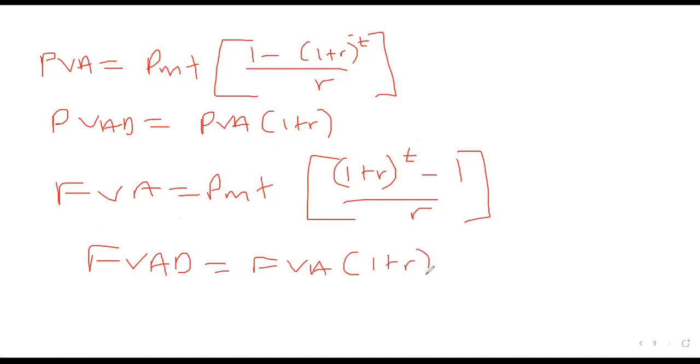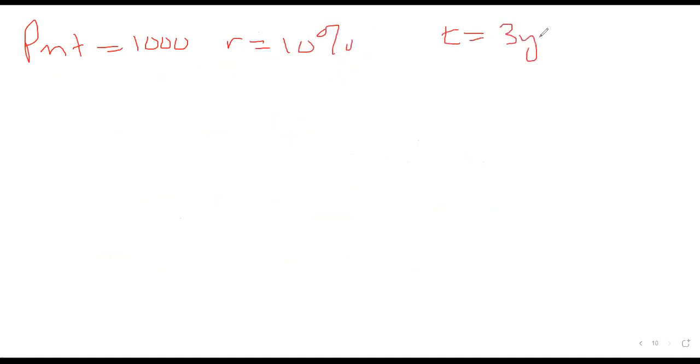So you'll be given, for instance, a payment that is made regularly of 1,000 kwacha at an interest rate of 10% for a period of 3 years. So you're asked to find these 5 things. Number 1, find the present value of an annuity.